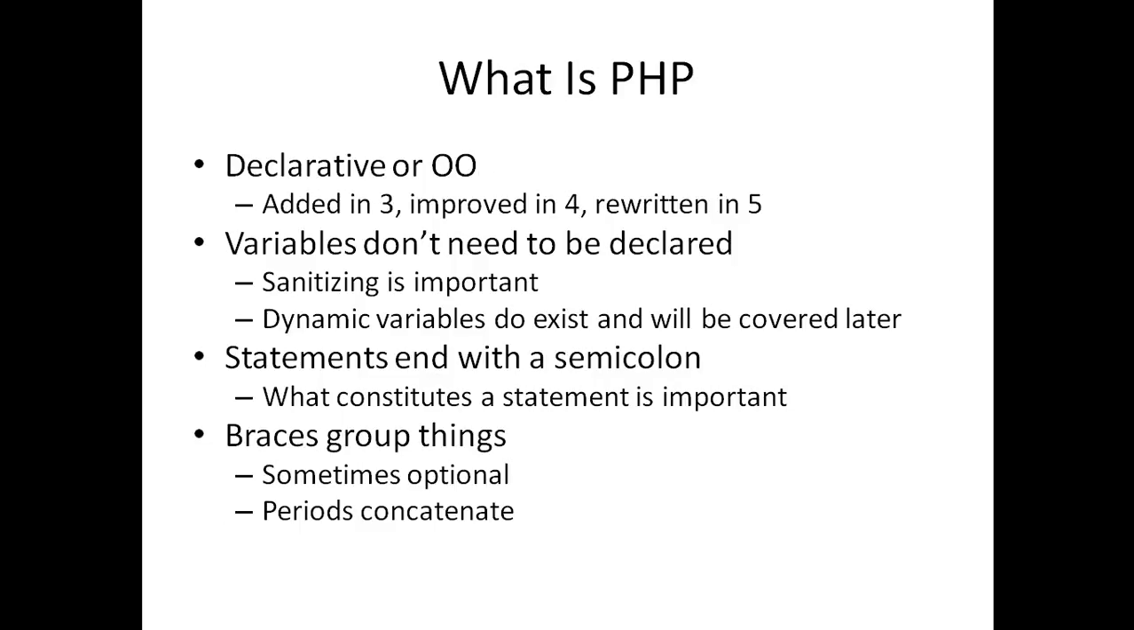PHP can be declarative or object-oriented. Object-oriented was added in version 3 of PHP, improved in version 4, and completely rewritten pretty much in version 5. We're only going to talk about declarative PHP in this course because it's easier.